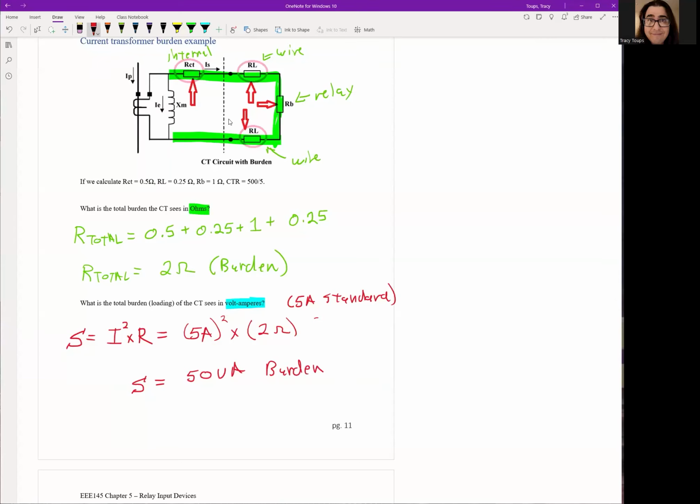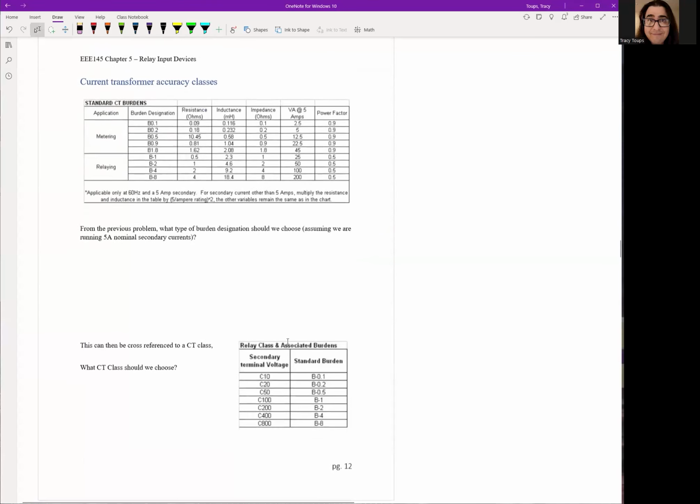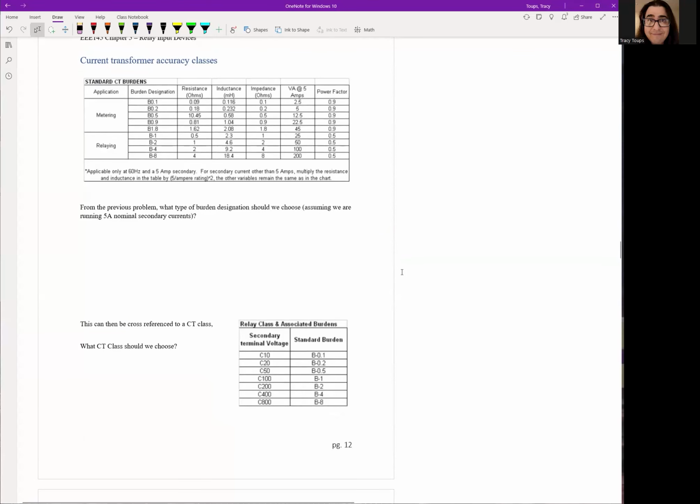So there are 2 ways to think about this, either in power or ohms. When you talk to a manufacturer, to them this is equivalent. If you say 2 ohms, they automatically know 50 volt amperes because they can do a simple calculation in their head. So how does that play into the accuracy class? Well, here we have charts. IEEE has pretty much said across the board, these are the standard CTs we're going to have. These are the burdens. All manufacturers follow these.